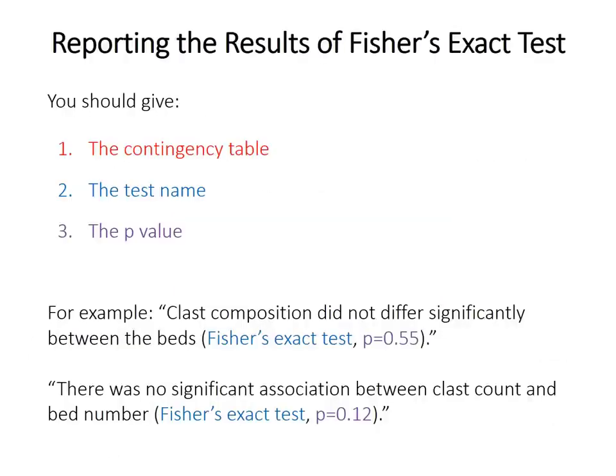So when reporting the results of Fisher's exact test, you should provide the contingency table itself, the name of the test, and the p-value. And there's a few different ways which you can phrase the result, but you can use significantly different or not significantly different as you would for other tests. You could say that class composition didn't differ significantly, or that it was significantly different, or you could say the counts of the class were different, or the counts of my observations were different. You can also use the association phrase, but that's maybe less intuitive, and so you could always just go with the counts didn't differ significantly or did differ significantly.